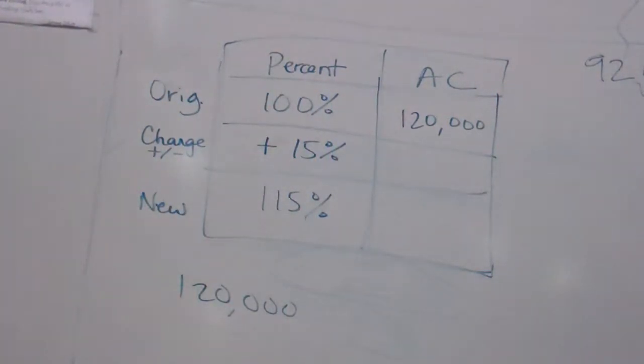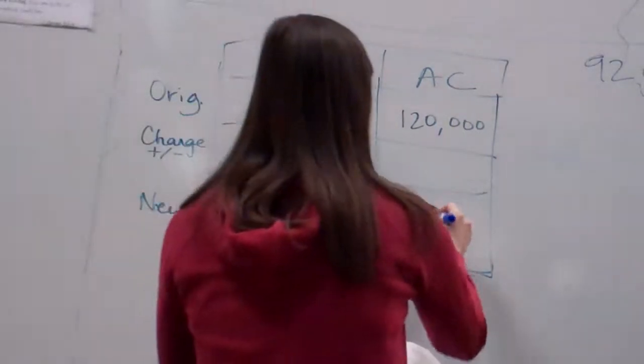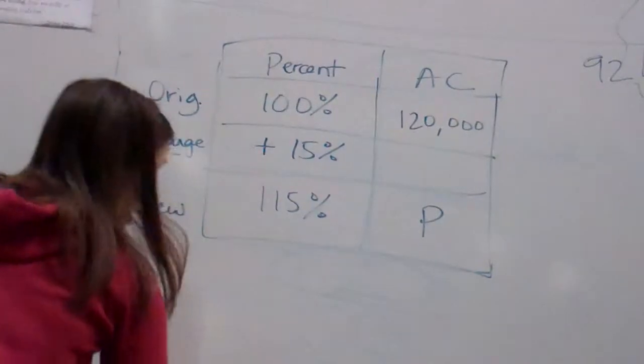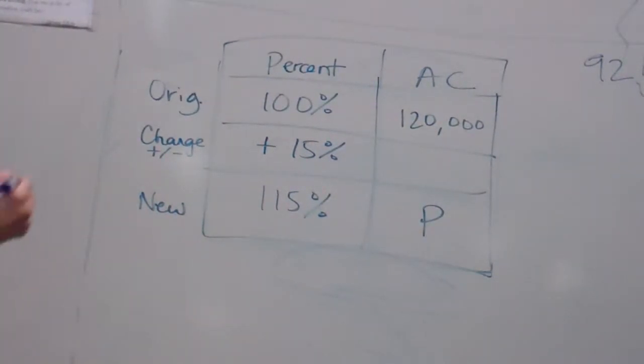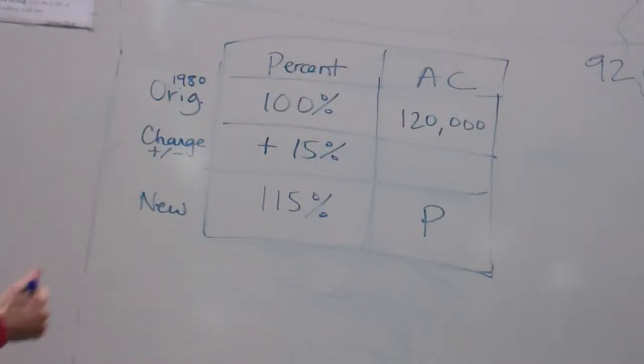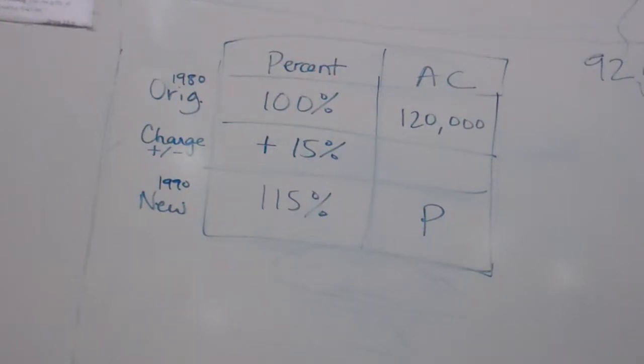What was the population in 1990? P for population. Everybody knew? That's where I was supposed to put it, right? So this is 1980, the original population of the city. And in 1990 is the new population. Okay, everybody got it so far? All right, so how am I gonna set this up?